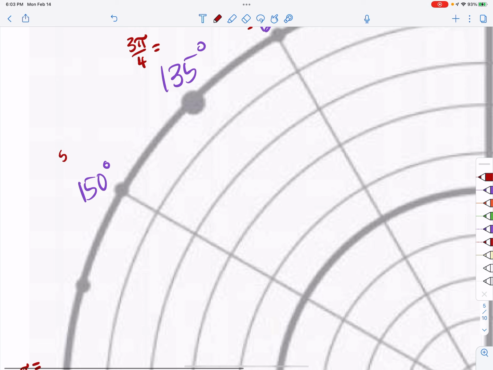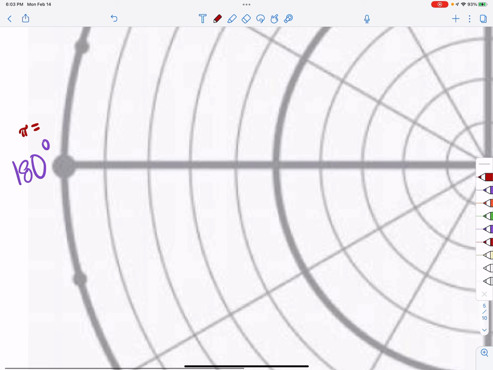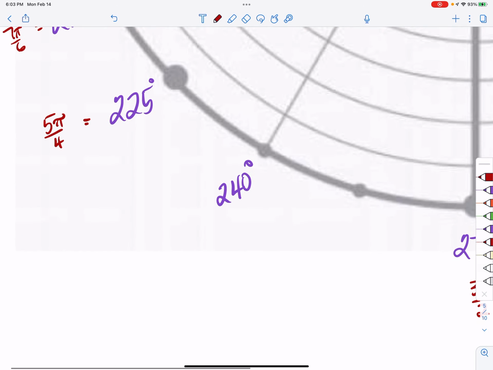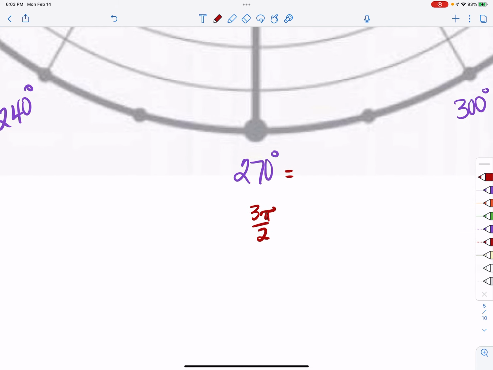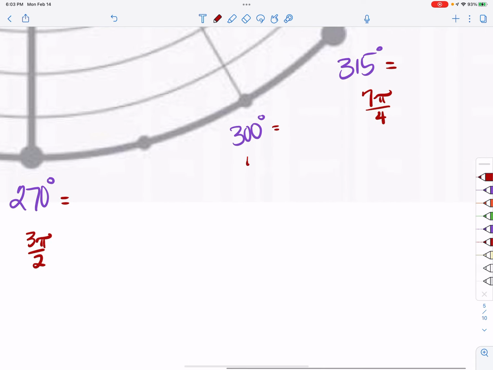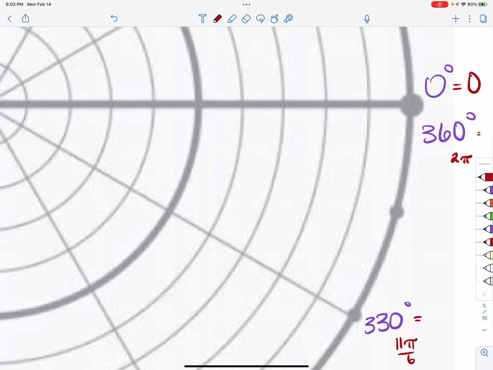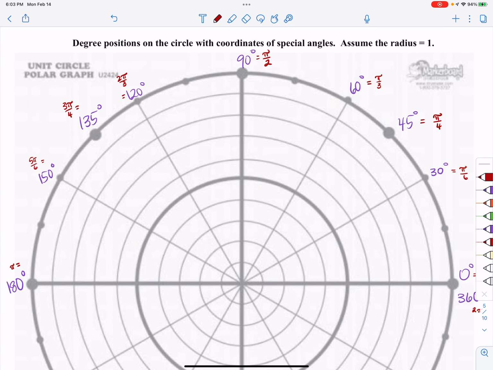After 4/6 is 5/6. After 5/6 is 6/6, which makes sense. We're checking our work. And then we have 7/6, 8/6, but we'll write 4/3, reduce our fractions, but that was at 8/6. 9/6 really does reduce to 3/2. 10/6 will be 5 pi over 3. After 10/6 is 11/6. And then after 11/6 is 12/6. And once again, 12/6 will reduce to 2 pi. So again, that's just a review of getting the degree and the radian positions all the way around the circle.